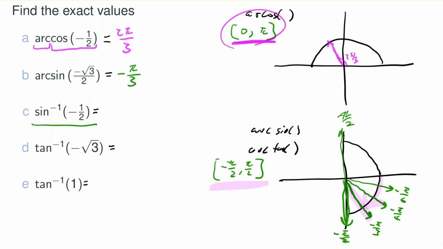How about sine inverse of negative half? Again, we refer to the unit circle. On the unit circle, 11 pi over 6, which is located right here, will give us sine of 11 pi over 6 is negative half. But again, we cannot write 11 pi over 6 as an answer because it is out of this range right here. So what we have to do is write the negative angle. Instead of writing this angle, we write this angle, negative pi over 6.